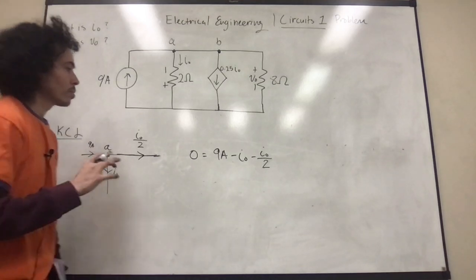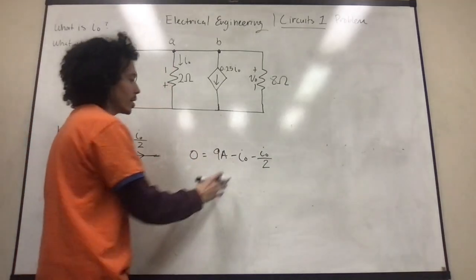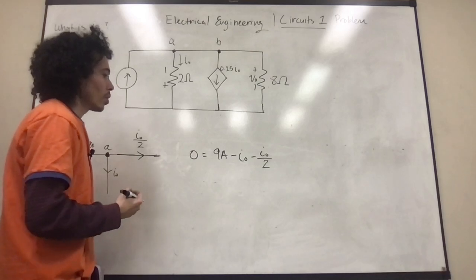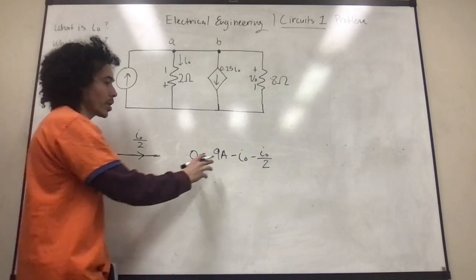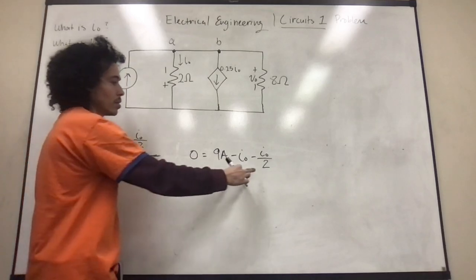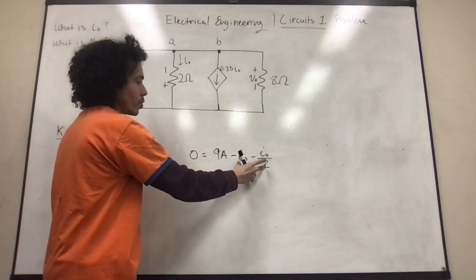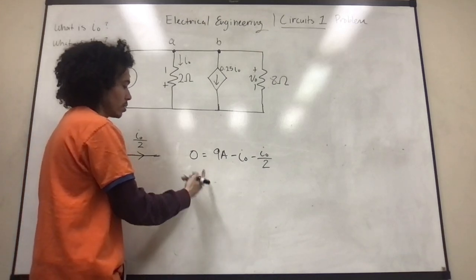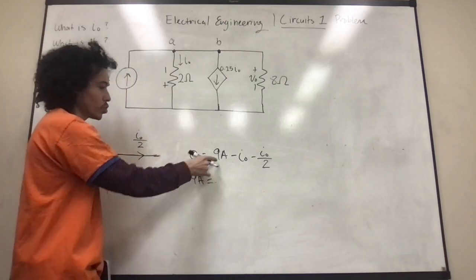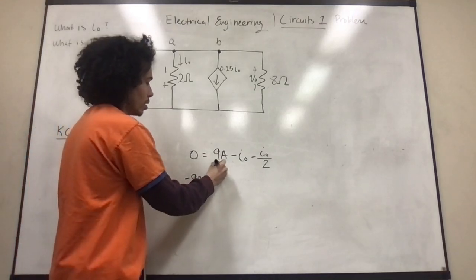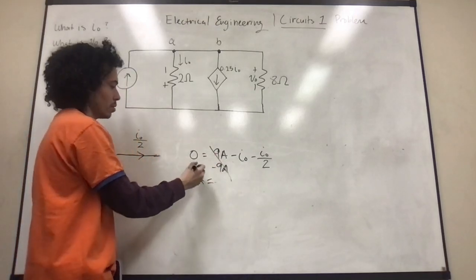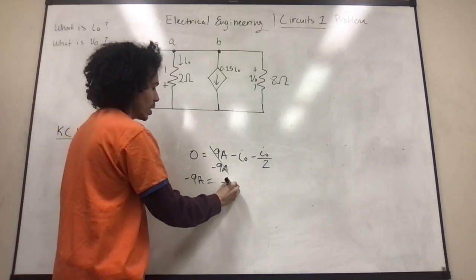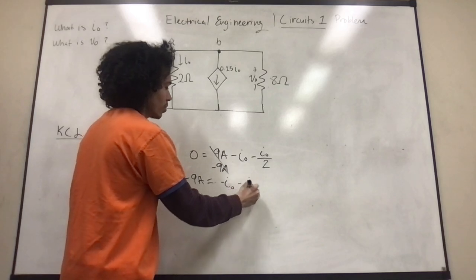Okay, so in order to find what I0 is, we now do algebra. I'm not going to isolate I0 yet because we have to factor I0 out of this group here. So we're going to move 9A to the other side of the equation. We're going to subtract it out, and you bring it to this side. And now we're left with negative I naught minus I naught over 2.